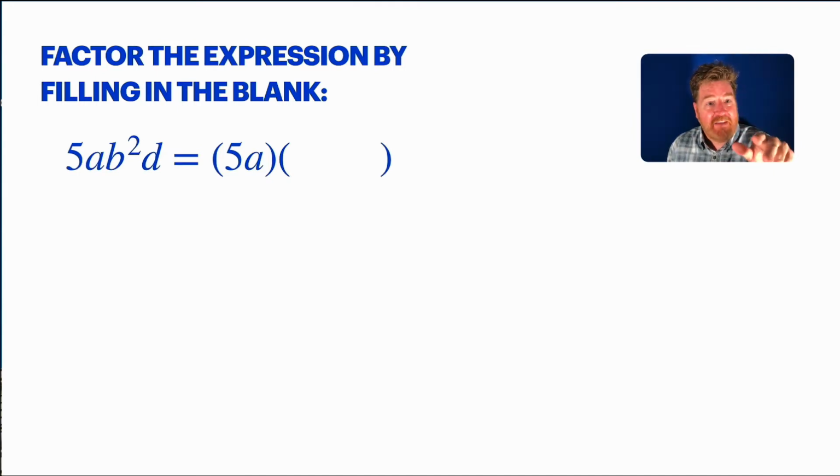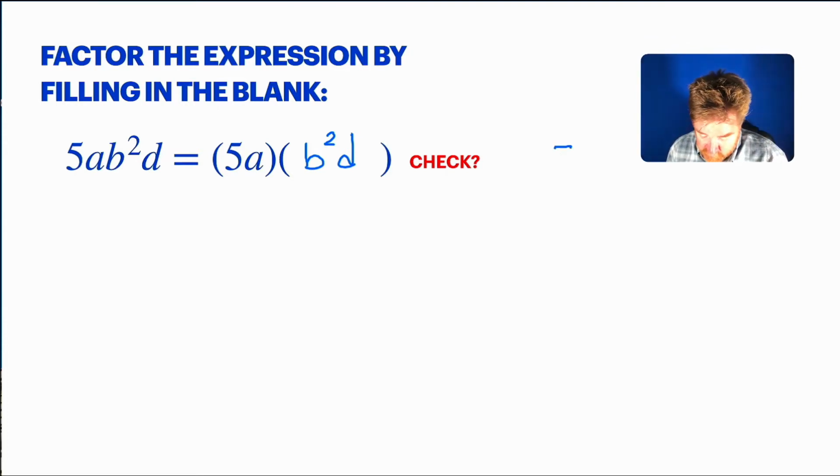Well, we've got the 5 and the a. I see a b squared and a d. You too? Looking good. And again, remember, if you want to check it, just multiply them back together and you better get the original thing. And I think for sure, let's see here. If I just put those together straight across, yeah, of course. Get that original. Okay, looking good.